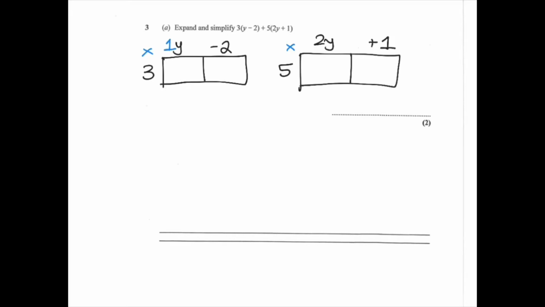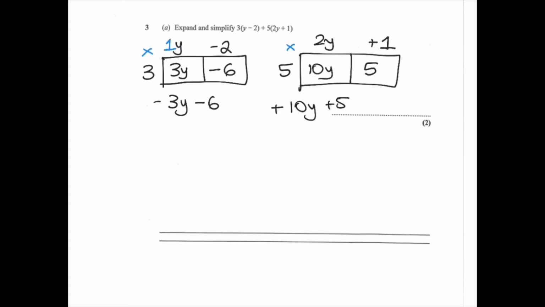So this first box, I've got 3 times 1y. So this becomes 3y. 3 times -2, -6. Second grid, 5 times 2y. So 5 times 2 is 10, and there's a y with it. And then 5 times 1 is 5. So I'm going to write it all out. I've got 3y -6. And here I've got a 10y plus 5. And this 10y is positive, so I'm going to put positive there to help me out.